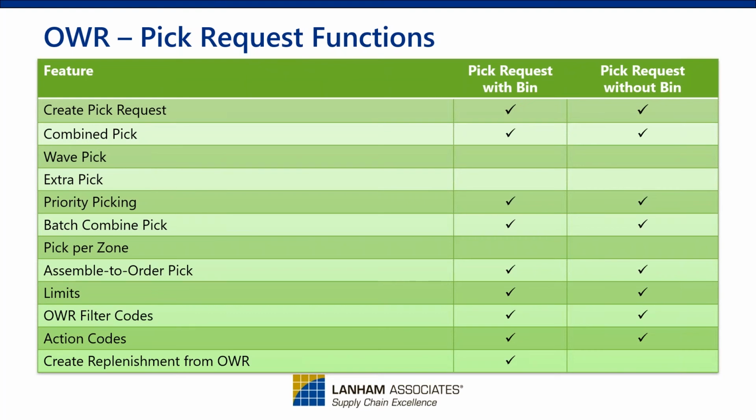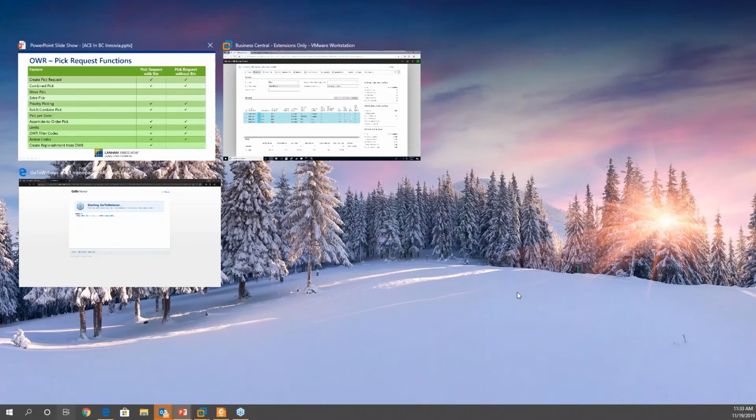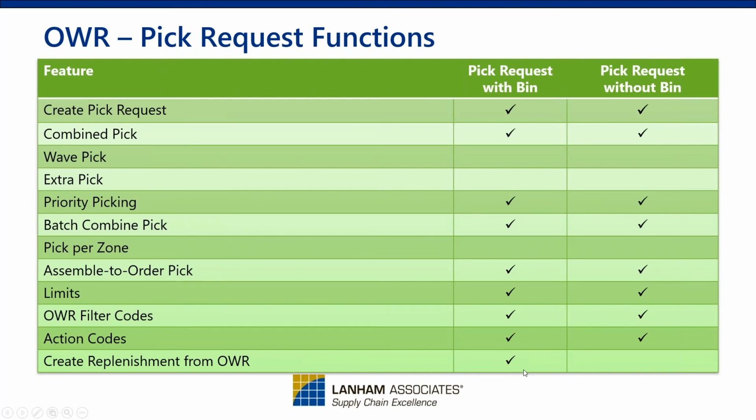That's one thing. Or with a bin, I can identify that I would have different units of measure perhaps for inventory if I'm using pick request with bins, and I could create replenishment activity. Replenishment activity for just that simplified environment from Outbound Warehouse Request. So that's basically the only function which is different between the two options.